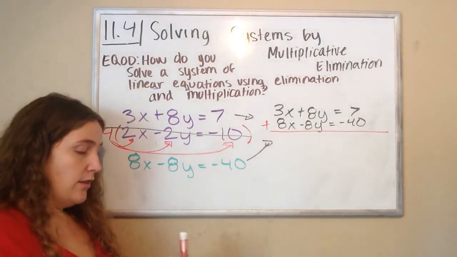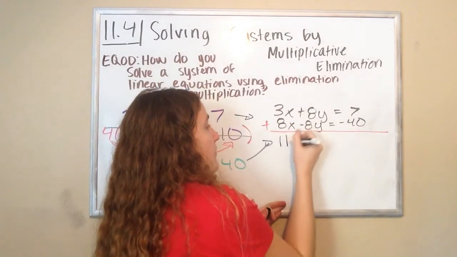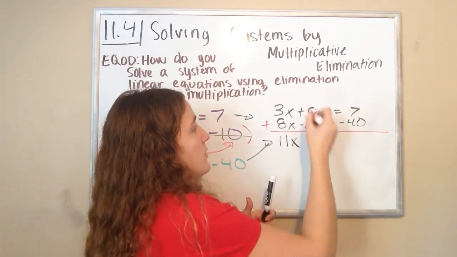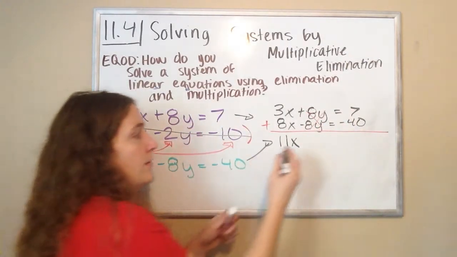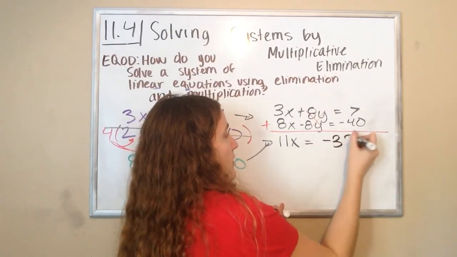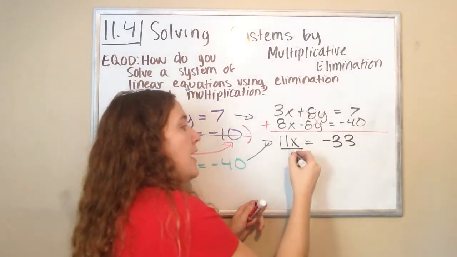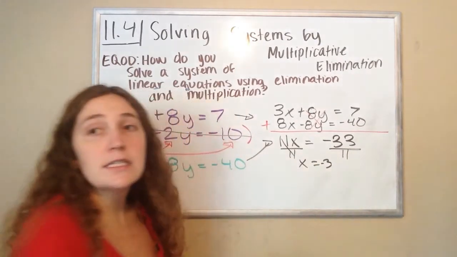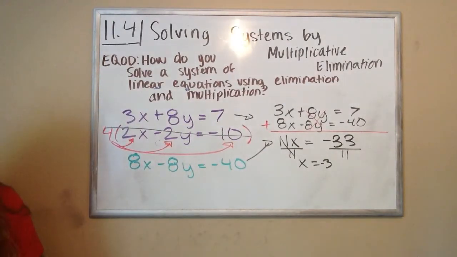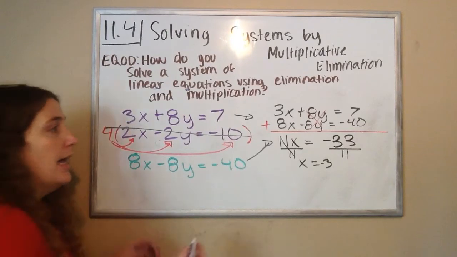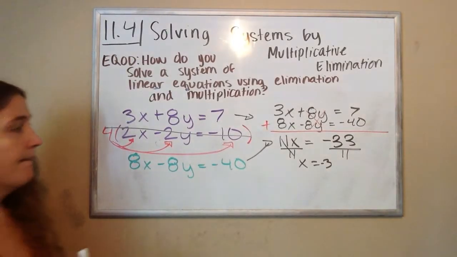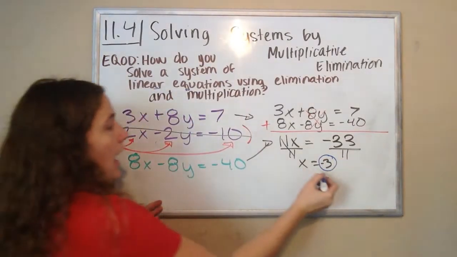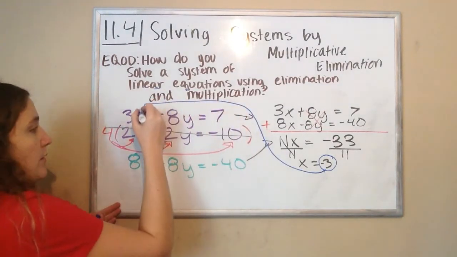When we do that, 3x plus 8x is 11x. 8y minus 8y, those cancel. And 7 minus 40 is negative 33. When we solve this out for x, we get x is equal to negative 3. This is not your answer. Please don't write that as your answer. Not your answer. We're going to take that x, and we could plug it into any equation we wanted. Any one. I'm just going to go ahead and plug it back into this equation here.